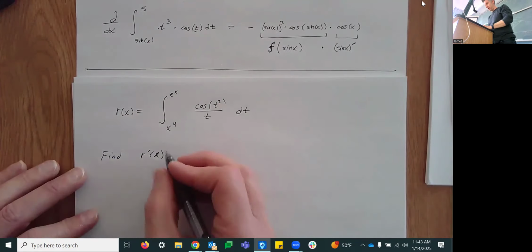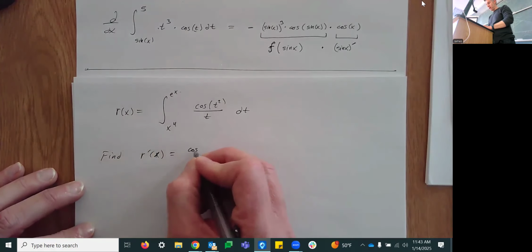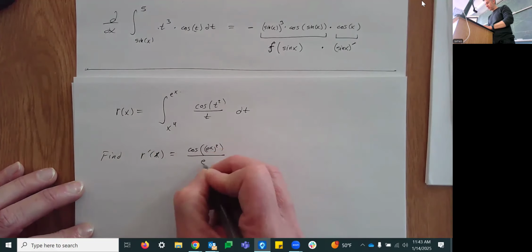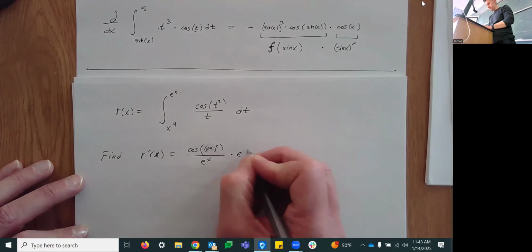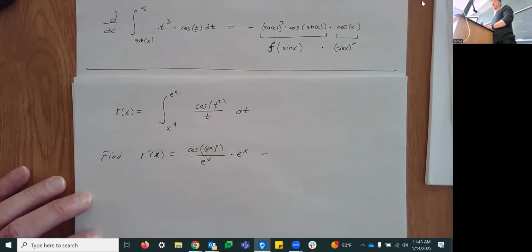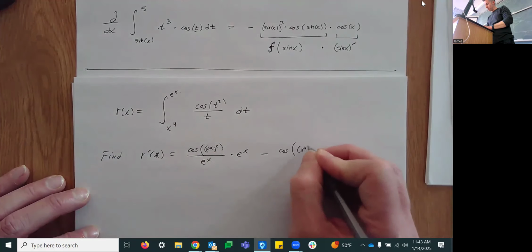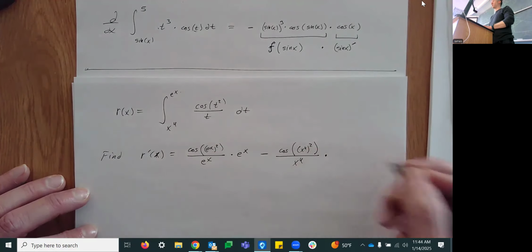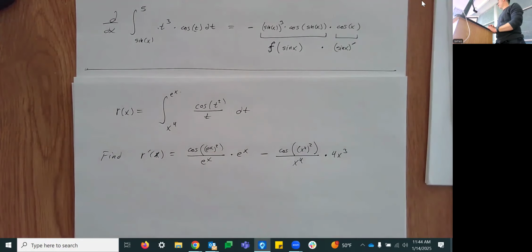So we're going to get here, first I'm going to plug in e to the x for every t. So I'm going to get cosine of e to the x squared divided by e to the x, multiplied by the derivative of e to the x, which is e to the x, minus, same idea, but now we're going to use x to the fourth instead of e to the x. So we're going to get cosine of x to the fourth squared divided by x to the fourth multiplied by the derivative of x to the fourth, which is 4x cubed. And let's not simplify that, even though I want to.